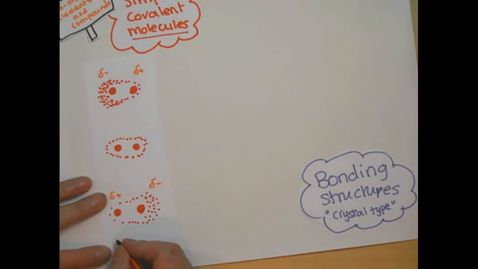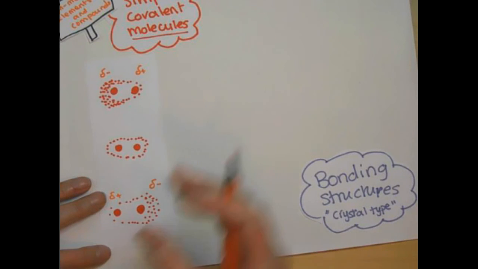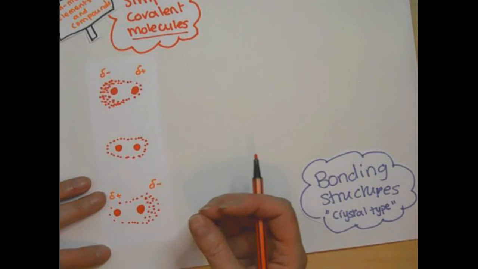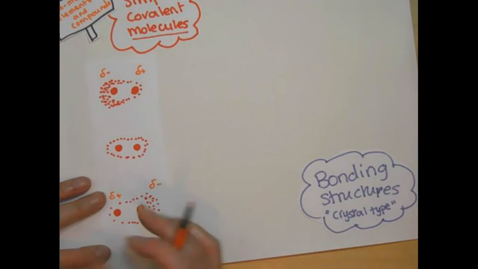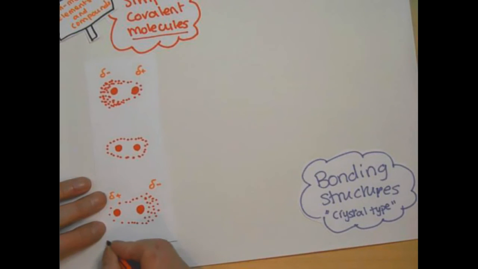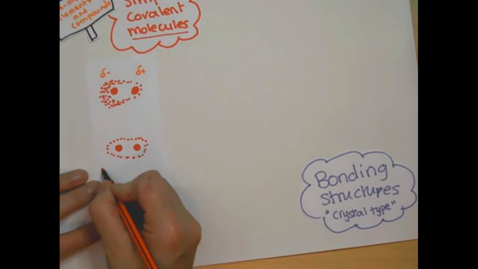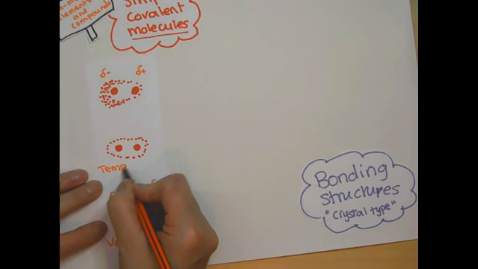And actually, these temporary dipoles, when they act between molecules, say molecules of hydrogen or molecules of chlorine or molecules of fluorine, we call these van der Waals forces. So van der Waals, and these are temporary dipoles.